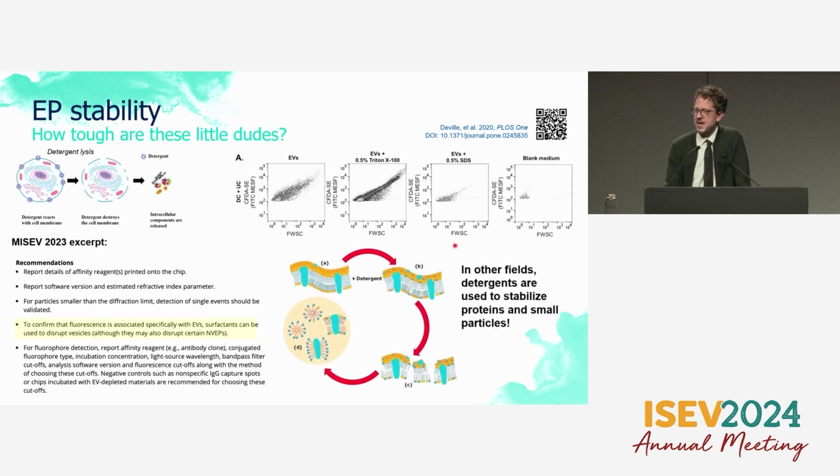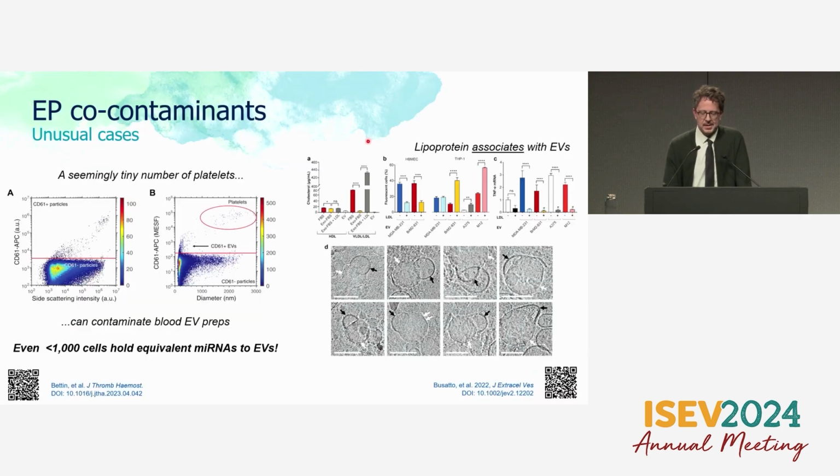It's worth noting that in many other fields in synthetic nanomaterials, detergents are actually used to make particles. So they're used to lyse cell membranes and form them into small particles and aggregates on purpose. And so it strikes me that this practice of throwing surfactant at particles, when not properly done with controls and analyzed probably by an imaging method, you might be creating new particles, in fact.